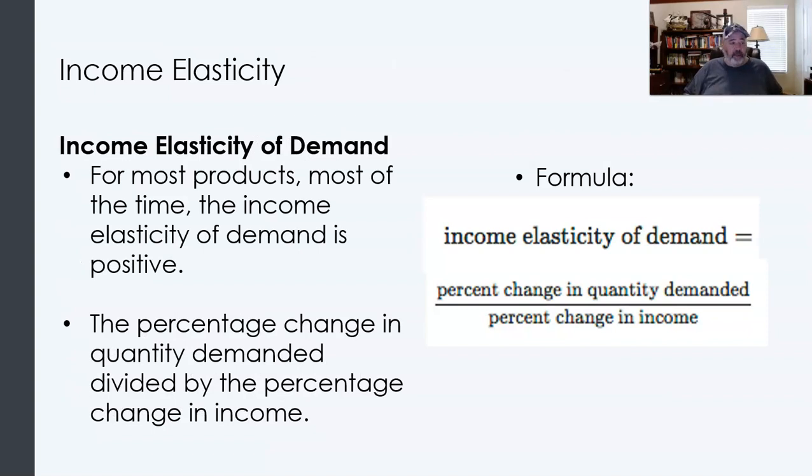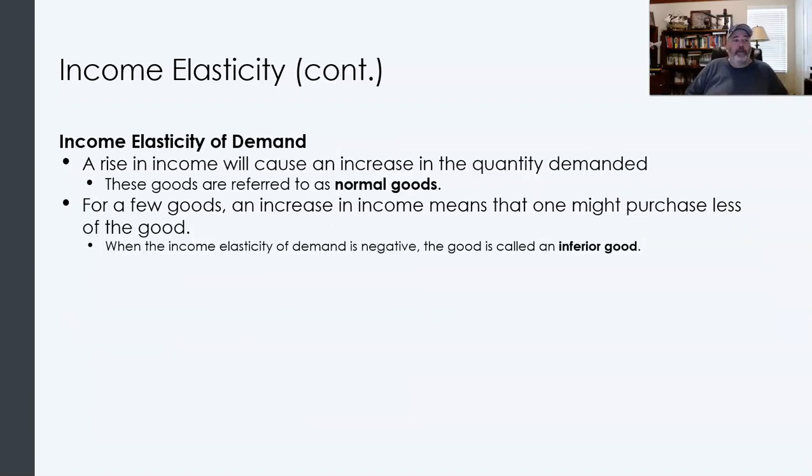So here we have income elasticity. Income elasticity demand is going to be positive, and it's percentage change in quantity demanded divided by percentage change in income. Right? A rise in income will cause an increase in quantity demanded of normal goods and will cause a decrease in the quantity demanded of inferior goods.